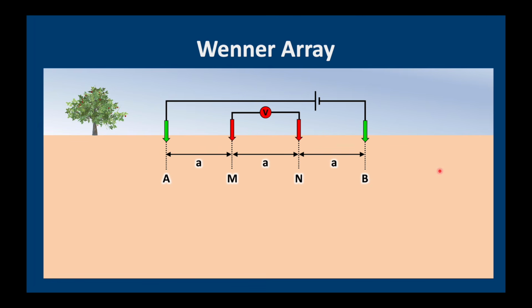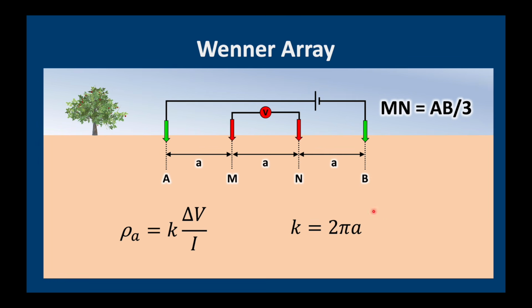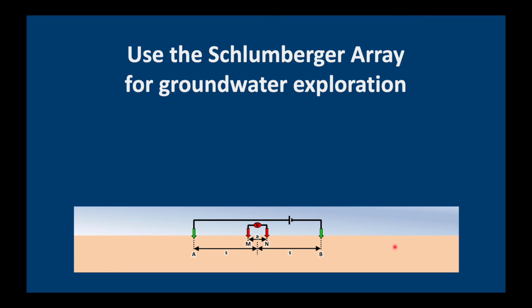Another array that's used a lot in groundwater exploration is the Wenner array. In the Wenner array, all the distances between our electrodes are constant. The formula is the same, but the geometric factor is slightly different. Now, I only use the Schlumberger array for groundwater exploration. There are three reasons for this. The first one is it's much faster because normally we only have to move our two outer electrodes. I mean, sometimes we do move the inner electrodes, but not as often as if you were doing a Wenner array, which means you have to move all four electrodes for every reading.